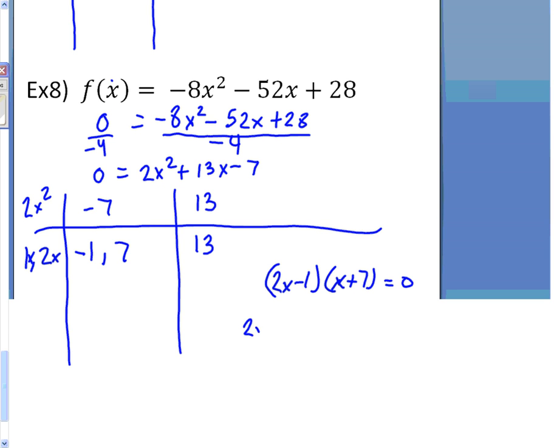We end up with 2x minus 1 equals 0 and x plus 7 equals 0. Add 1 to both sides, we end up with 2x equaling 1. Divide both sides by 2, x is equal to 1/2. Do the second one, subtract 7 from both sides. Oops, running out of room here. And my other answer is x is equal to a negative 7. And there you have it.